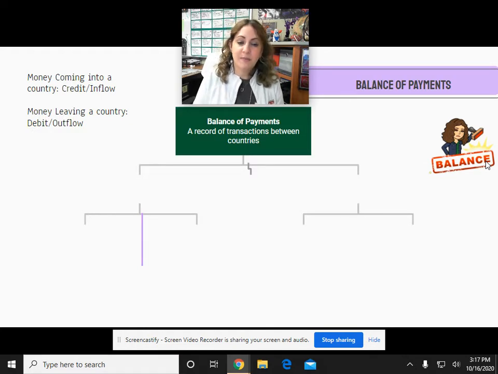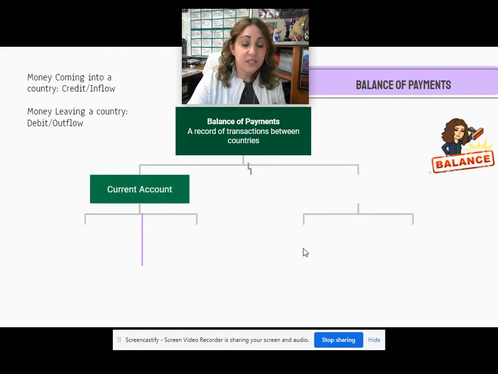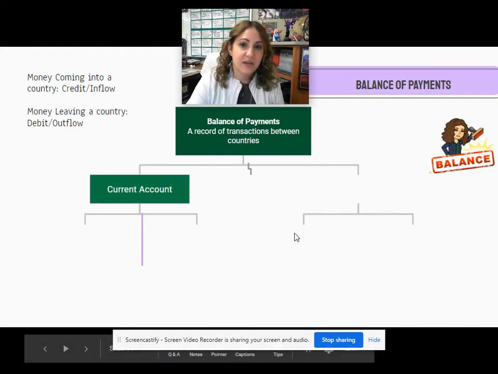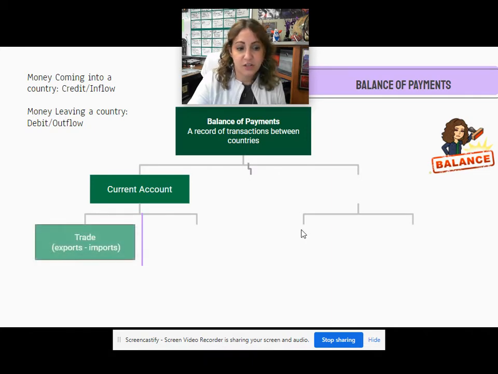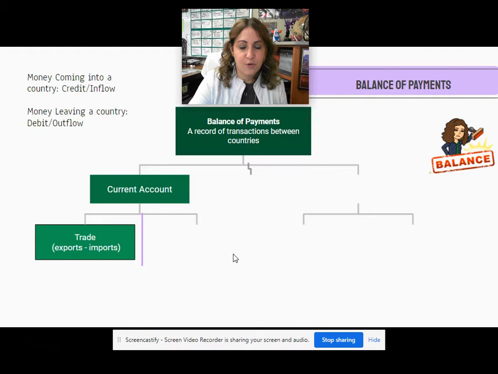So the balance of payments is a record of transactions between countries, and there are different accounts. Just think of it like different pages of the spreadsheet. Certain transactions go in one account, other transactions go in another account. The first account we're going to talk about is the current account, and there are several different transactions in it. The first one you know of is trade, net exports, basically exports minus imports. So our trade balance, whether we have a trade surplus or a trade deficit, is recorded in the current account of the balance of payments.